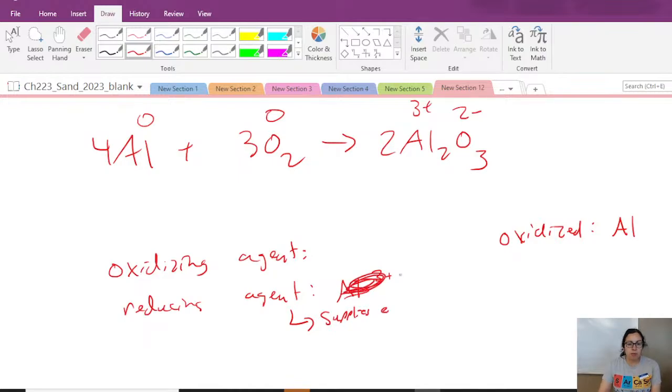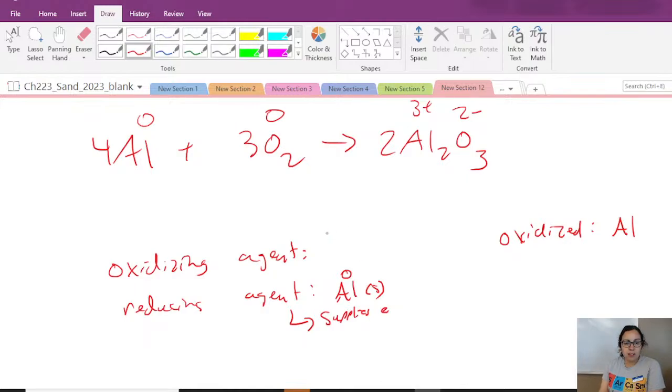I wrote that wrong, because it's the aluminum 0 species. So the aluminum metal species is the reducing agent. You don't want to say aluminum 3+, because that's your oxidized product. Aluminum metal was your reducing agent since it got oxidized, and it's supplying the electrons to the oxygen. It would have been just Al. You could put a solid there to clarify that it's the metal state.